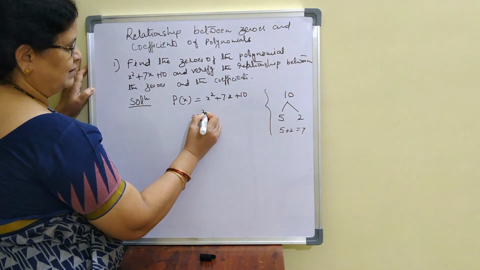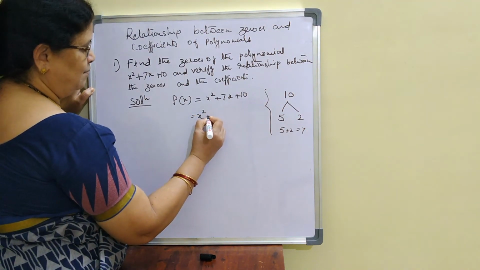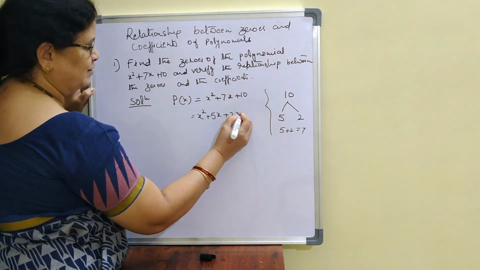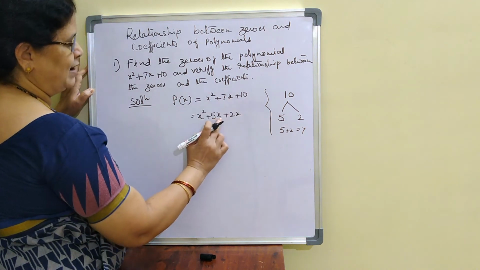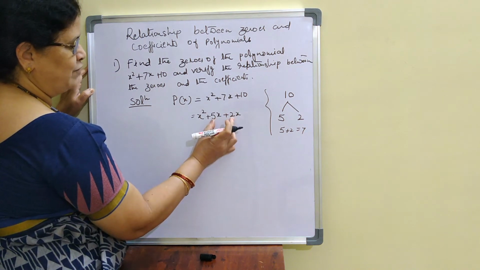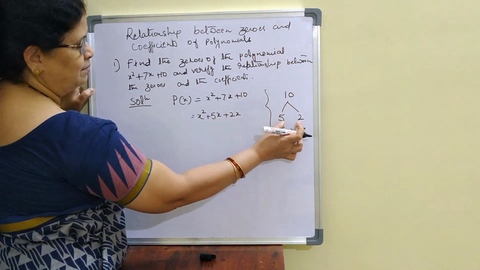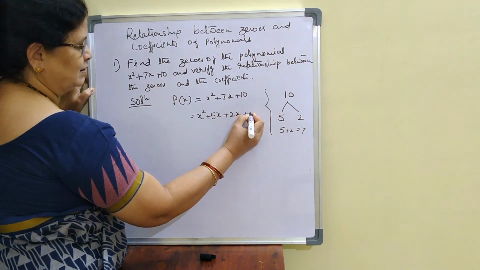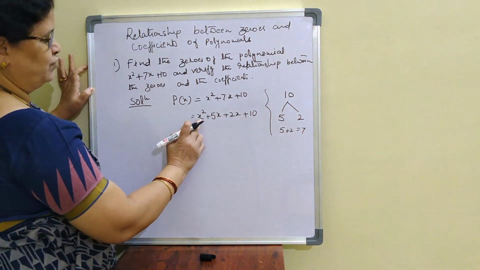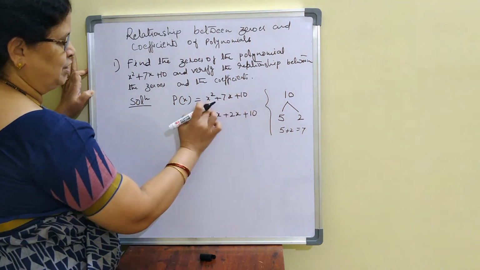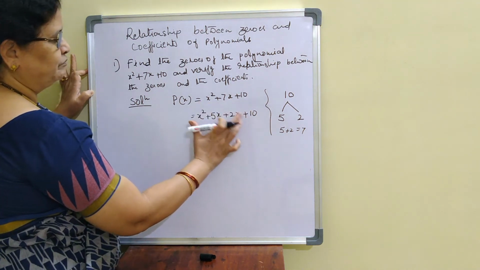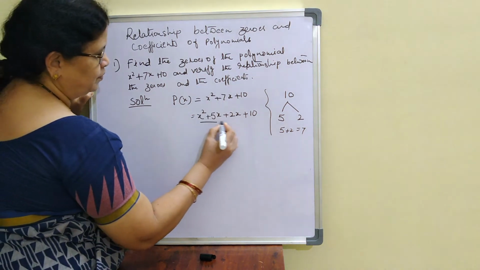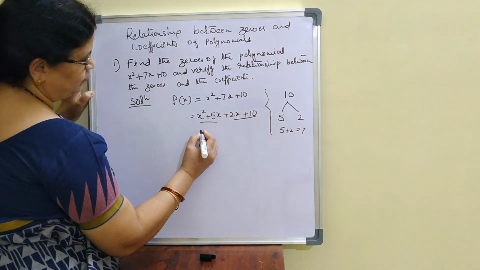Now I write this as x square plus 5x plus 2x instead of 7x. From where did I get this 5 and 2? By splitting like this. Plus 10 as it is. The first one and the last one you need to write as they are, and the middle one you need to split. Now group them like this.